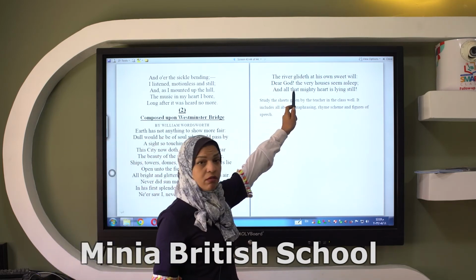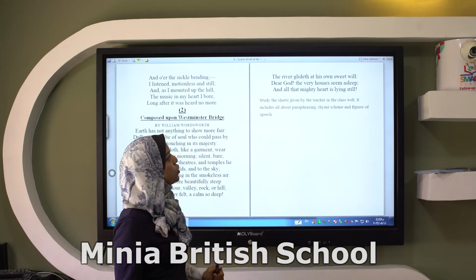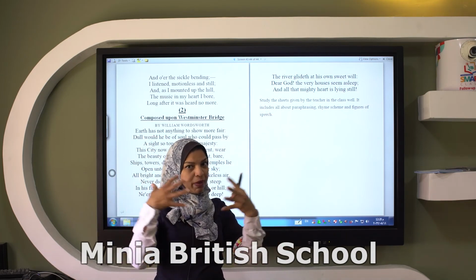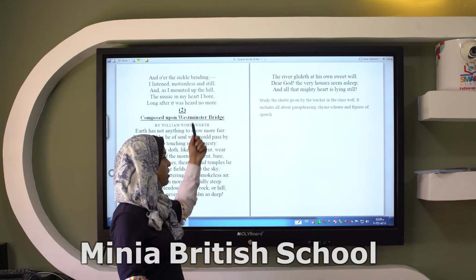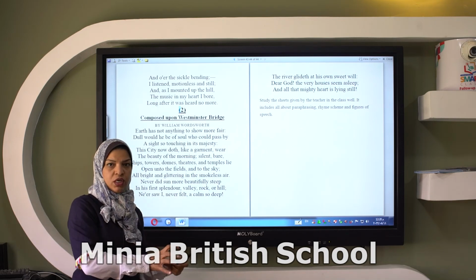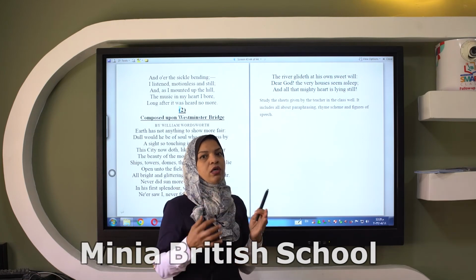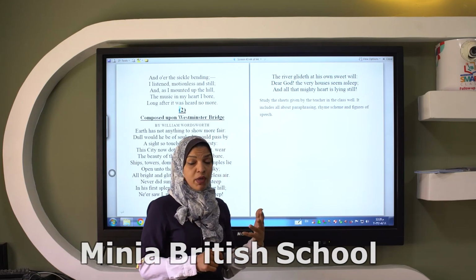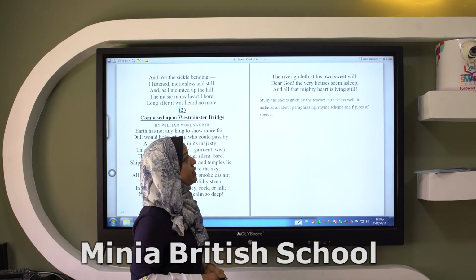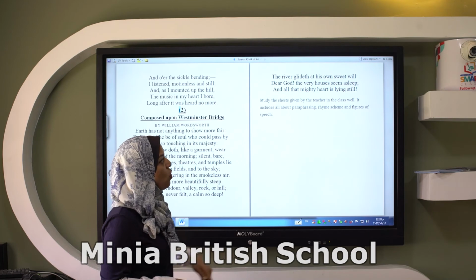Okay, now in this part, the river glideth, and glides means flows or moves freely at his own sweet will. Dear God, here comes the point when he starts mentioning the difference between man-made and God-made. In all these lines he was describing man-made beauty, while in the last three lines he started to talk about God-made nature, or God-made beauty. So here when he said, dear God, the very houses seem asleep, and all that mighty heart is lying still.